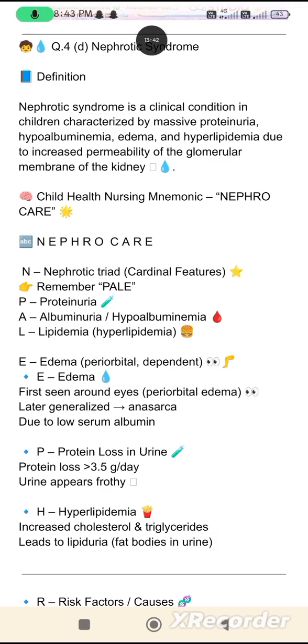Nephrotic syndrome. Nephrotic syndrome is a clinical condition in children characterized by massive proteinuria, hypoalbuminemia, edema, and hyperlipidemia due to increased permeability of glomerular membrane of the kidney. You can learn the definition of nephrotic syndrome by a mnemonic nephro care.